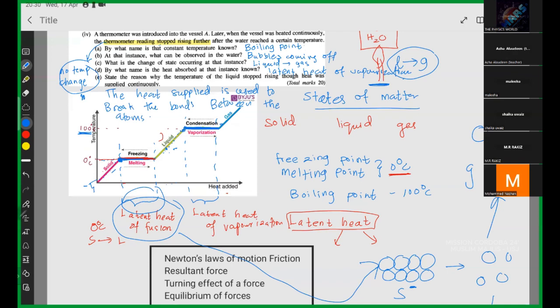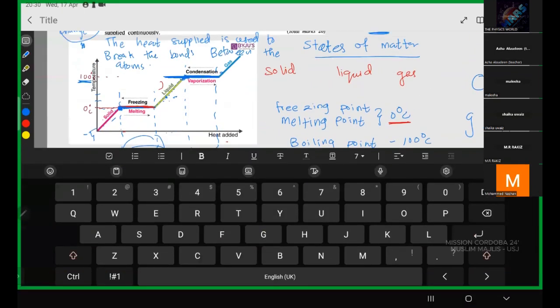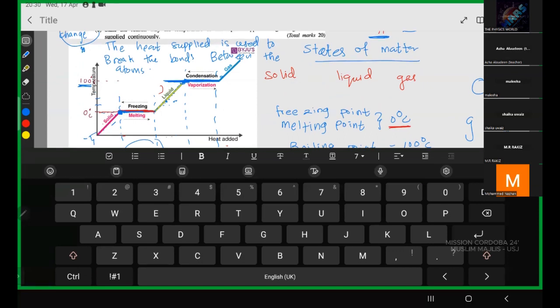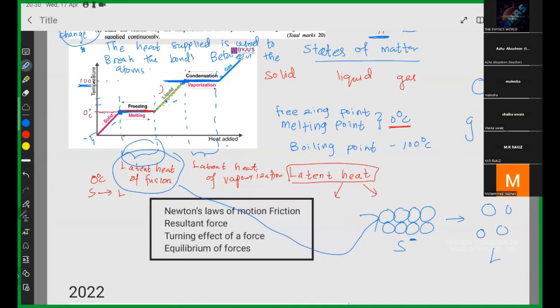And after all the bonds are broken down, and after the entire solid is converted into liquid, again the temperature will rise from 0 to 10, 20, until it reaches 100. After it reaches 100, again there's no change in the temperature. At that time, liquid will be converted to gas. And after all the liquid is converted to gas, finally, you can see the temperature would rise again from 100 to 150, whatever. If you keep on increasing, the temperature would increase further.